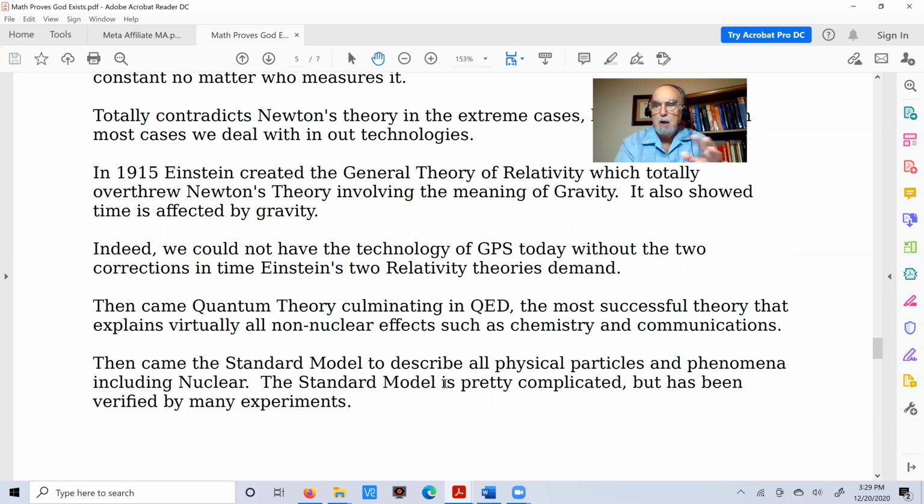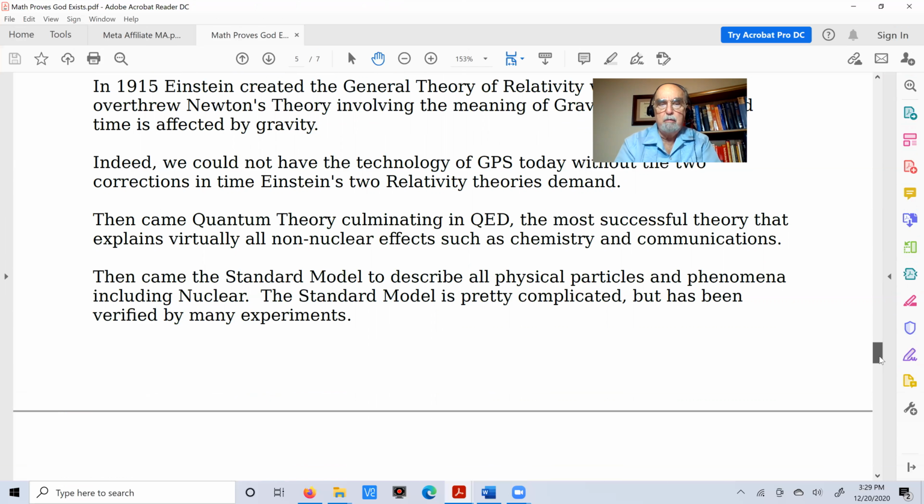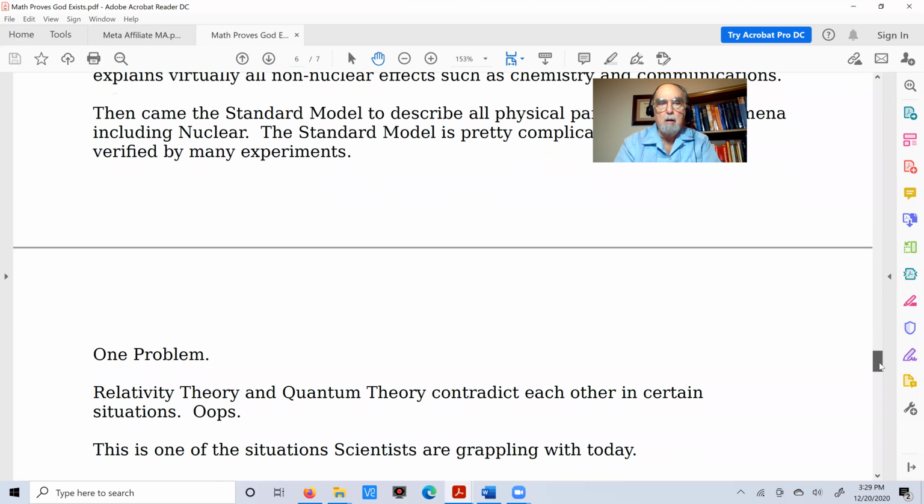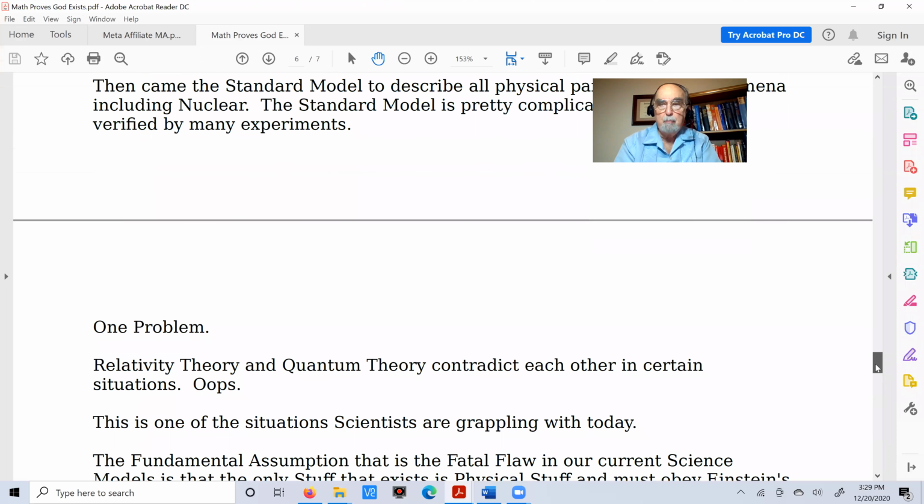Then sometime after that, they applied quantum theory to the nuclear idea, and they came up with what's called the Standard Model. And that's what finally led to a lot of what we understand today about the nucleus and how that works. And of course, that all led to things like the atomic bomb and all that. Now, here's a problem scientists have that you'll be interested in knowing about today.